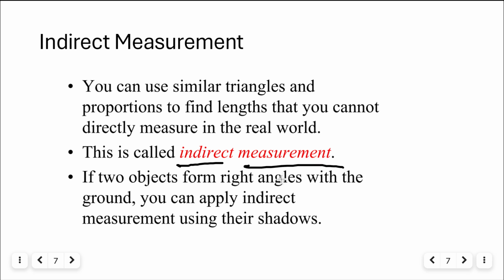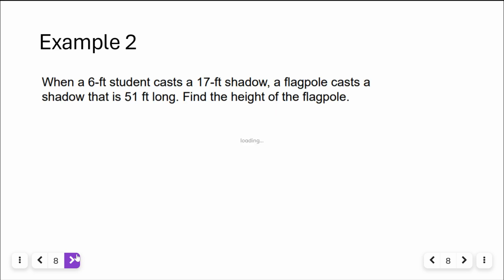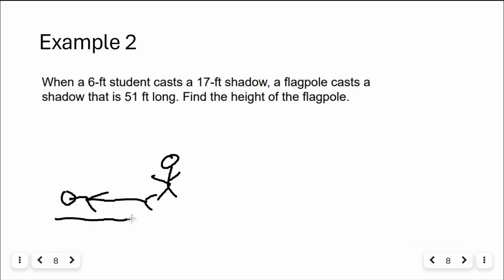If two objects form right angles with the ground, you can apply indirect measurement using their shadows. All right, so let's see what that looks like. So here's a 6-foot student. We're going to draw a picture. Here's a 6-foot student. They cast a shadow that's 17 feet. Okay, so my shadow would be on the ground, right? All right, I'm going to try to draw somebody's shadow here. All right, that's not too bad. There's their shadow. Their shadow is 17 feet.